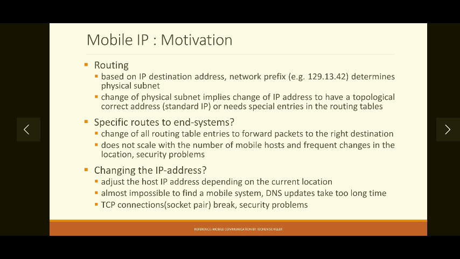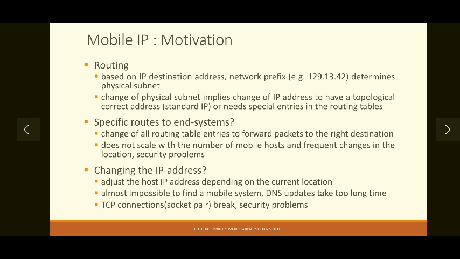So if you want to transmit or send a packet to a particular user, you will mention its IP address in your IP datagram, and routers will forward that packet based on that IP address or the network prefix of that particular IP address within the network. So what is the issue of routing in case of mobile communication system?